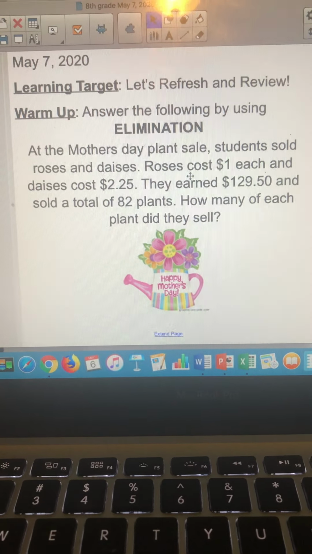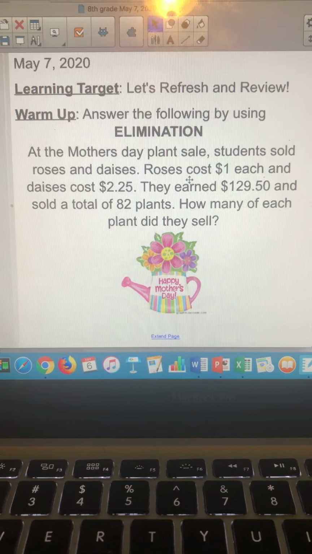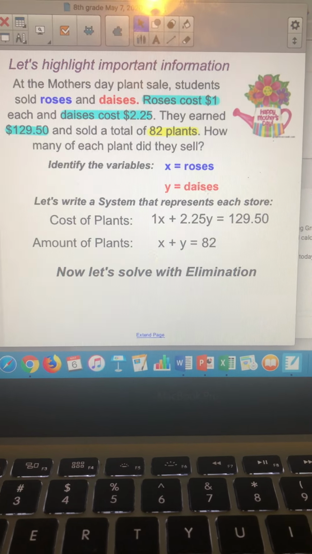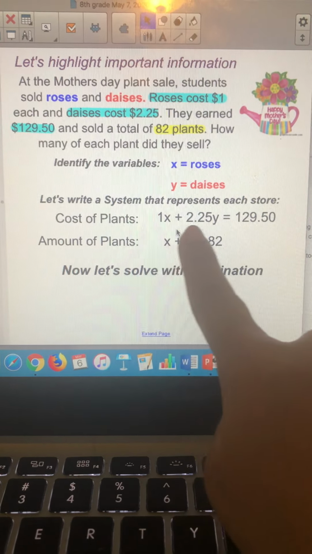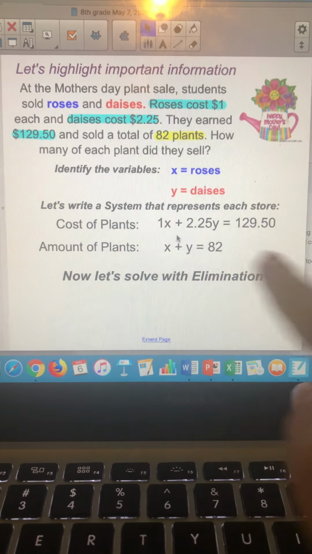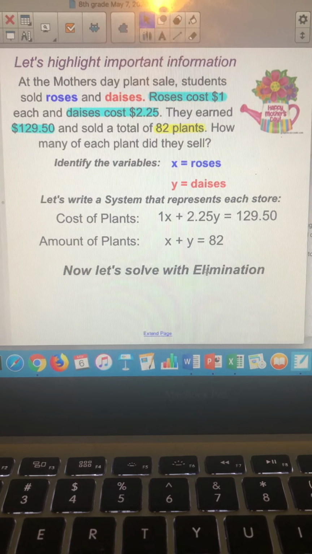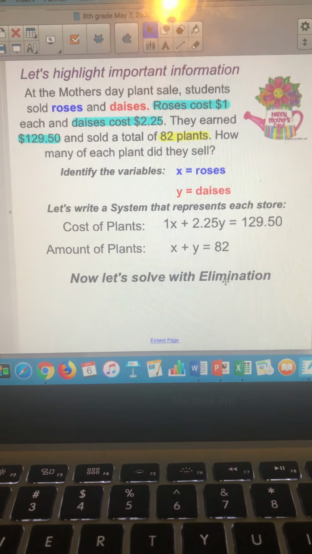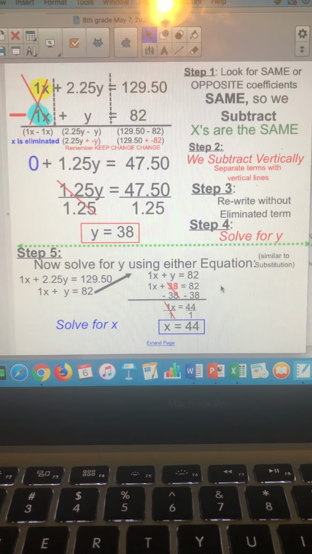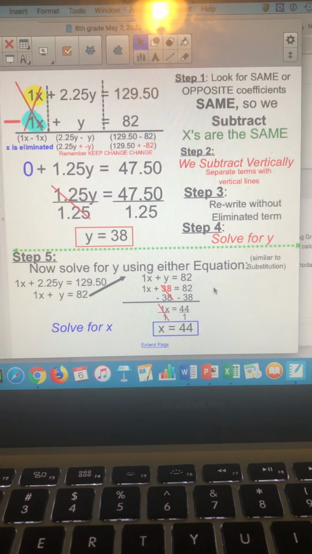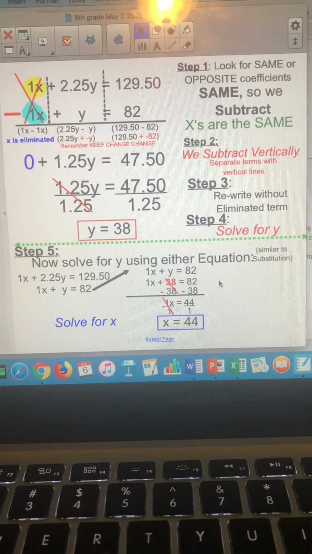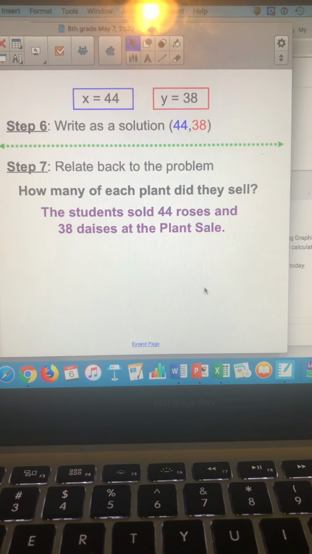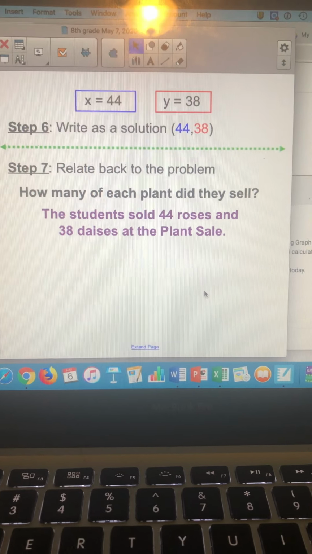So we would have to identify our variables and set up our equations. My variables would be roses and daisies, and then we can set up our system based on that. We have one equation based on the cost, and one equation based on the amount of plants. Then we would solve using elimination, because our x's are the same, they both are 1x, so we would use subtraction. By using subtraction, we'll find that y equals 38. When we plug it in, we'll get x equals 44. If we relate it back, we can say that the students sold 44 roses and 38 daisies at the plant sale.